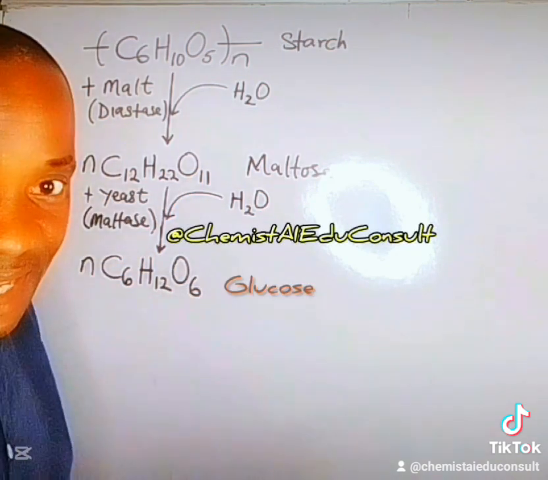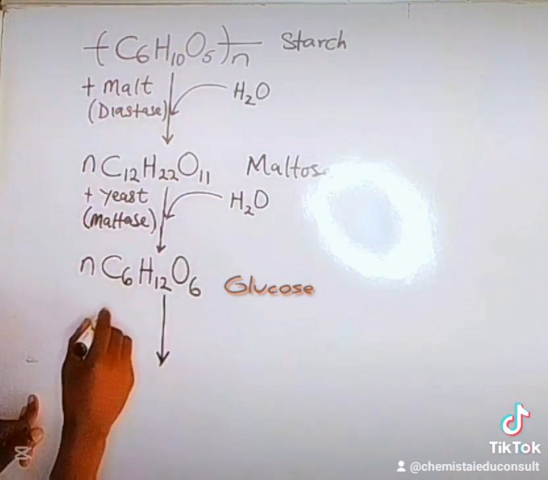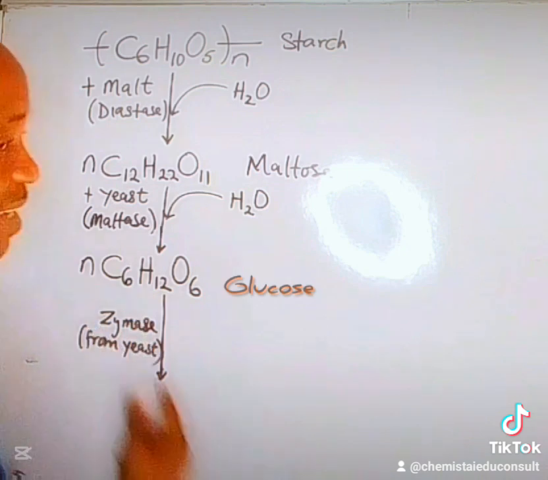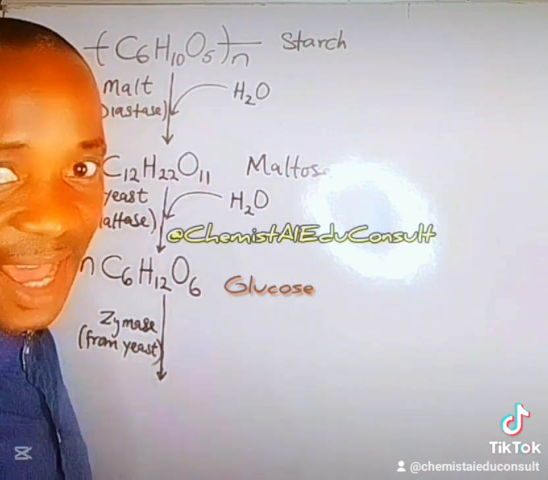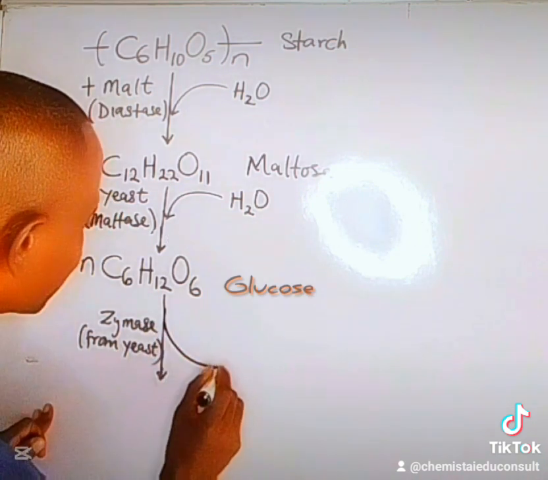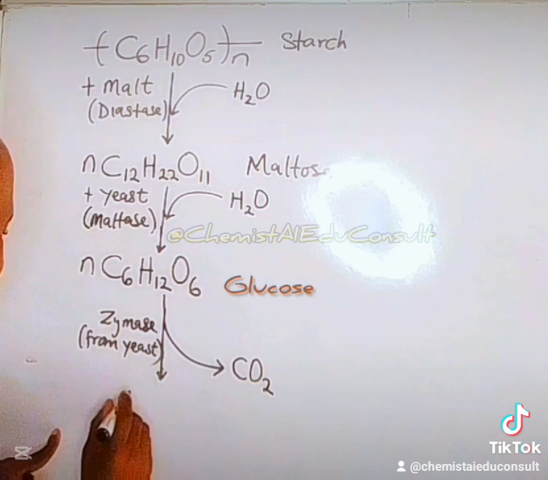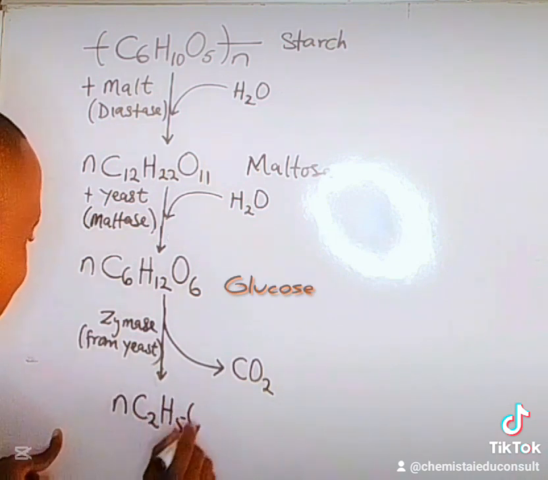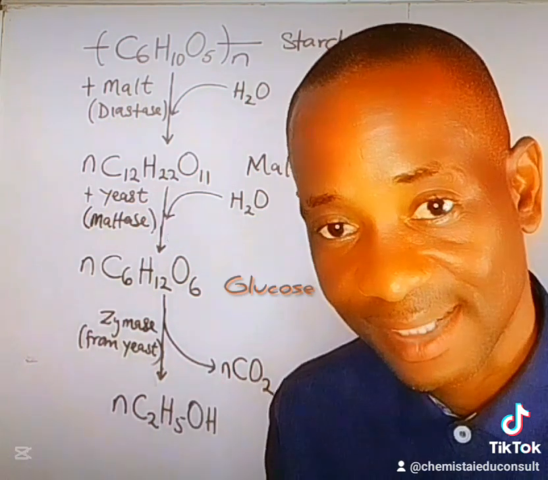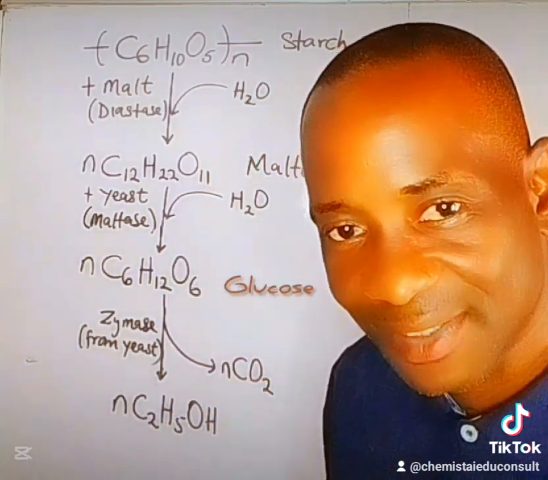The next is the activity of the second enzyme known as zymase. So zymase acts. What zymase does is to break down this glucose into ethanol and carbon dioxide, which will be eliminated. So you draw an arrow outward showing elimination of carbon dioxide from here. And the remaining is C2H5OH. Remember, this is also N. And this is the industrial production of ethanol through fermentation of starch.